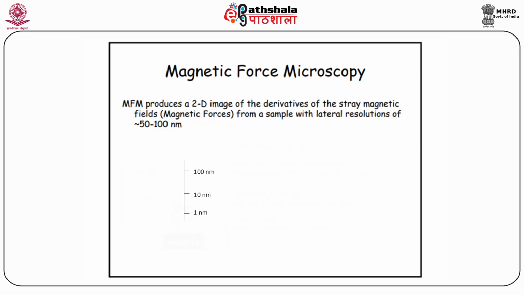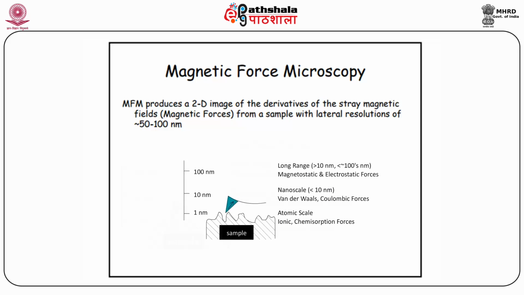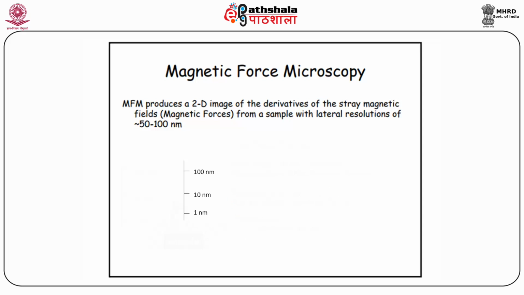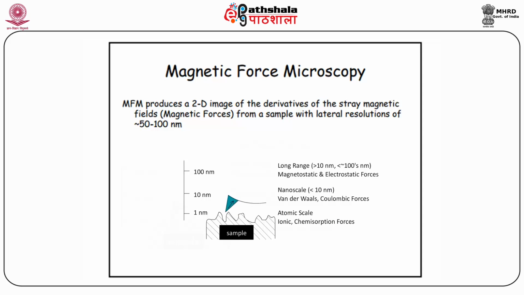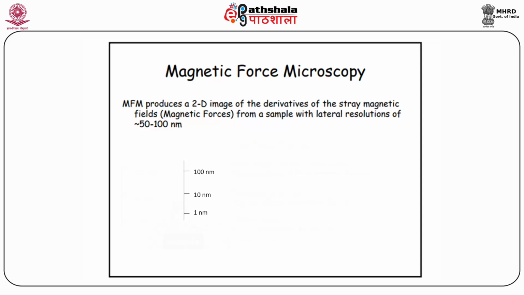In the diagram here, a sample has been shown and its surface has been indicated. The surface forces, which vary in range, have been given. Long-range surface forces, from 10 nanometers to 100 nanometers, are magnetostatic and electrostatic forces. Then at the nanoscale, around 10 nanometers, van der Waals or Coulombic forces can play their role. These are all surface forces. And finally, on the atomic scale, we can have ionic forces or chemical absorption forces. The sample has also been indicated here.